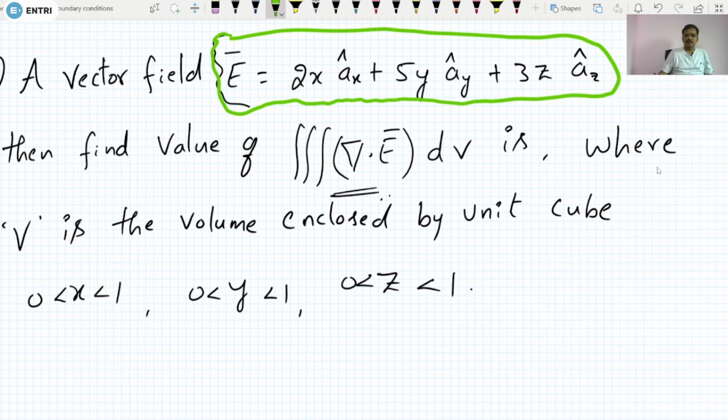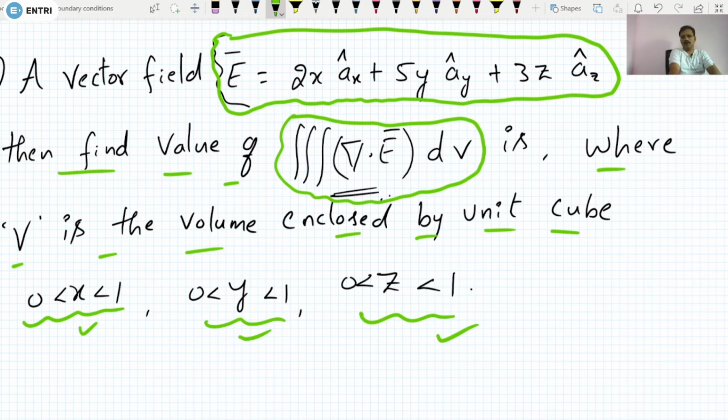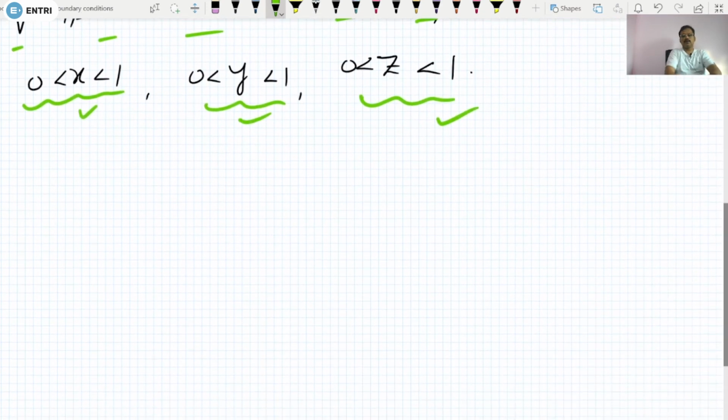So this is the vector field they have given, and they are asking us to determine the value of the triple integral of divergence of E bar into dV, where V is the volume enclosed by a unit cube whose range x is varying from 0 to 1, y is varying from 0 to 1, and z is varying from 0 to 1. It is a very simple and direct question. So if you determine divergence of E bar, what are you going to get? So here, the solution.